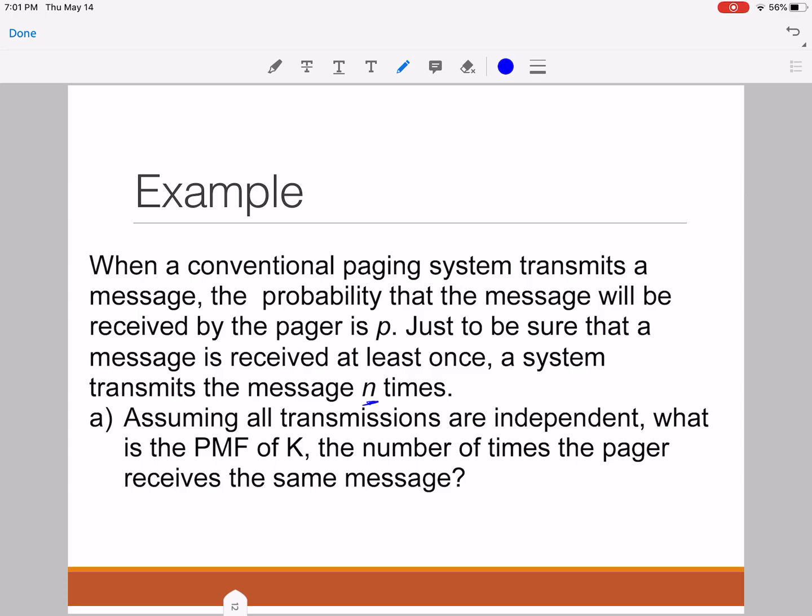You can pause your video here and try to solve this problem using the independent trials concept. Once you're ready, I'm going to show you the answer to this problem.